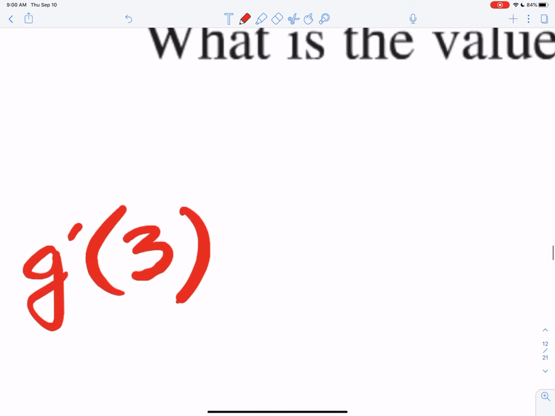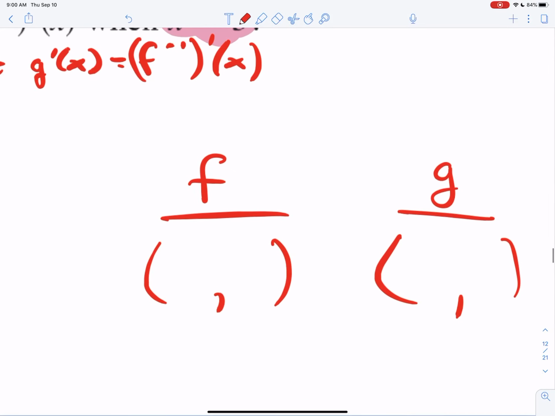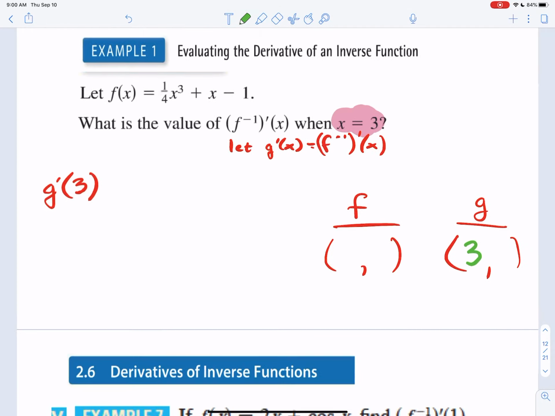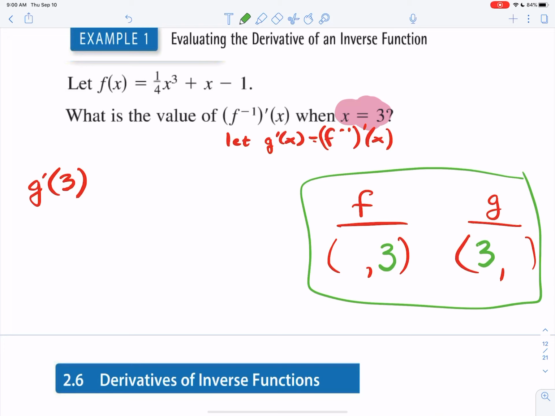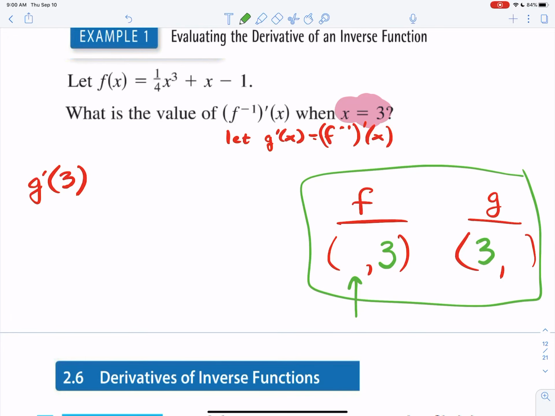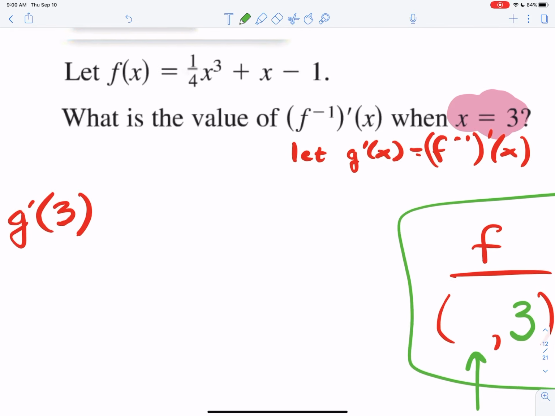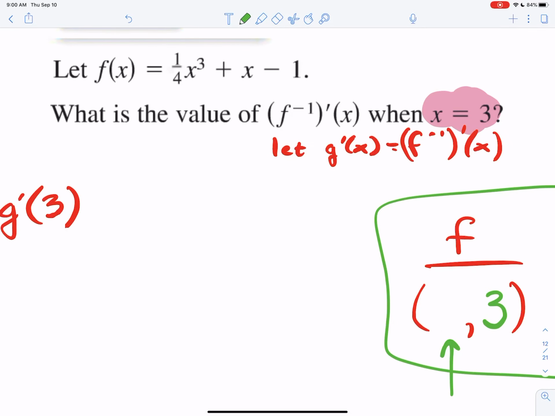Okay, so think about it. What does 3 represent here? Press play when you're ready. 3 is the x-coordinate of g. And since they are inverses, I know that 3 will be the y-coordinate of f. All right. What's the whole point of this chart? To figure out this guy. Okay. So here we go. I know that I want my y value to come out to 3.